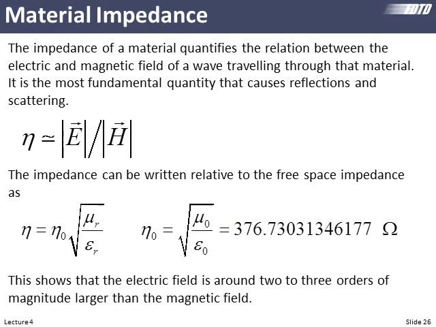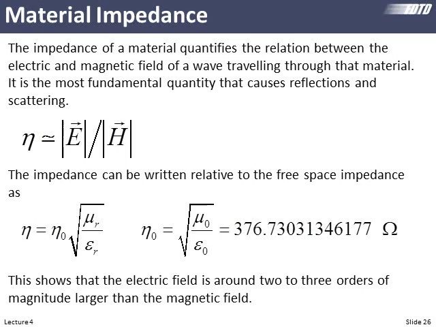We have the material impedance. So if we have a wave, we have an oscillating electric field, we have an oscillating magnetic field, they won't be the same amplitudes. And it turns out the ratio of those amplitudes, that is the impedance. They not only could have different amplitudes, they could have different phase. So the impedance is really a complex number because E and H can have different amplitudes and different phase.